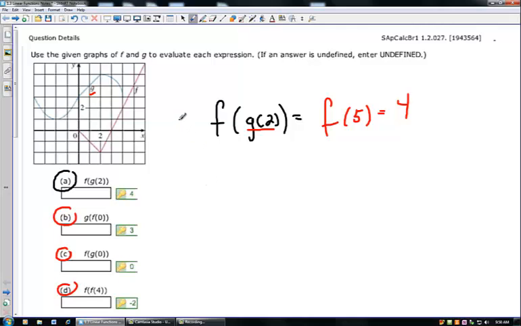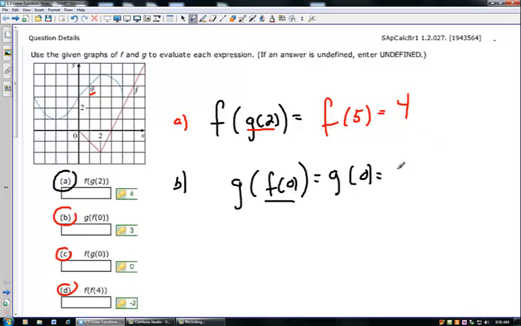Let's do one more. So that was A. Let's do the next one, B, and hopefully that'll hit it home for you guys. So G of F of 0. And so the first thing I'm going to do is find F of 0. So if you plug in 0, and we're looking at F here, so that's this red one, you get out 0. So this is really equal to G of 0. And so if you plug in 0, G says you get out height 3. So G of 0 is equal to 3.